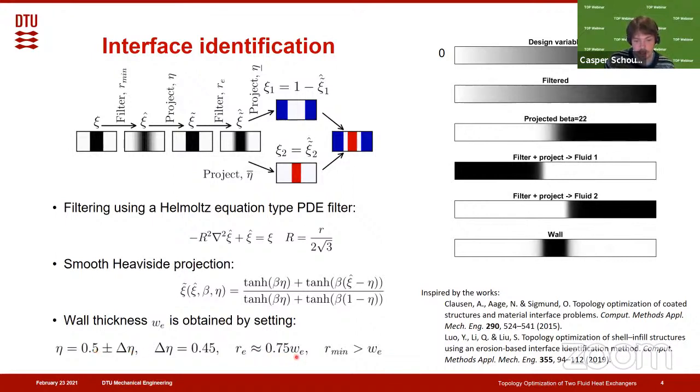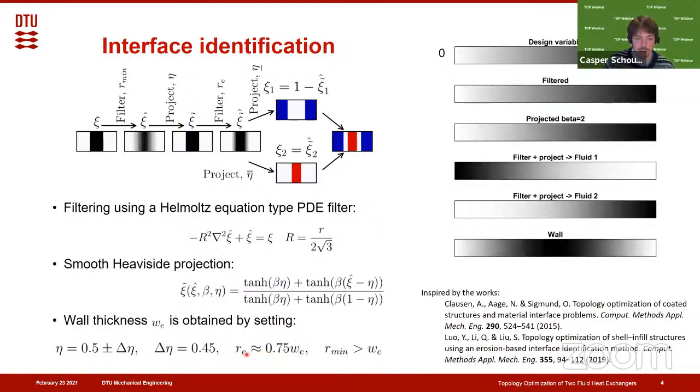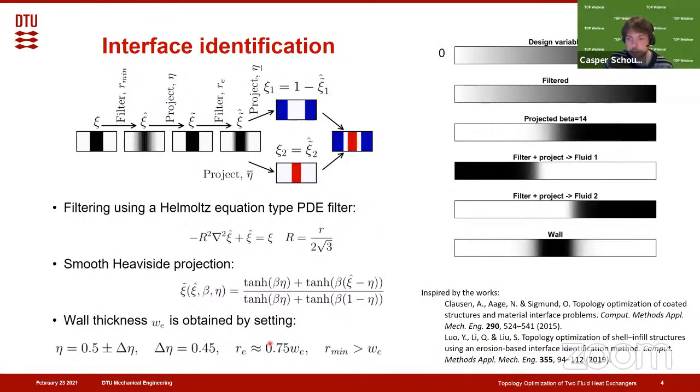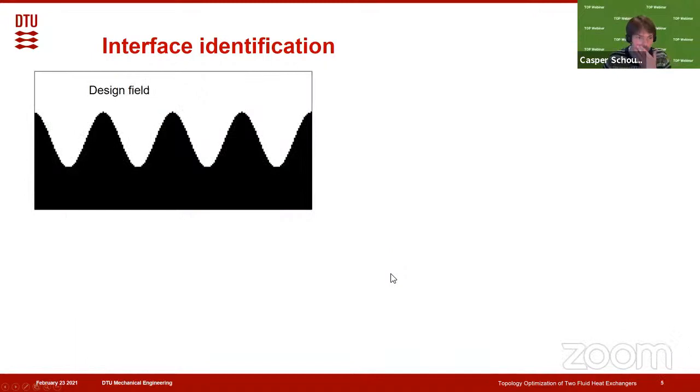And then we get a value of the wall thickness that corresponds to the radius in the last filter divided by 0.75. So in this way, we can at all times guarantee that we have a well-identifiable wall as soon as the projection is increased enough. So I'll try to illustrate it here.